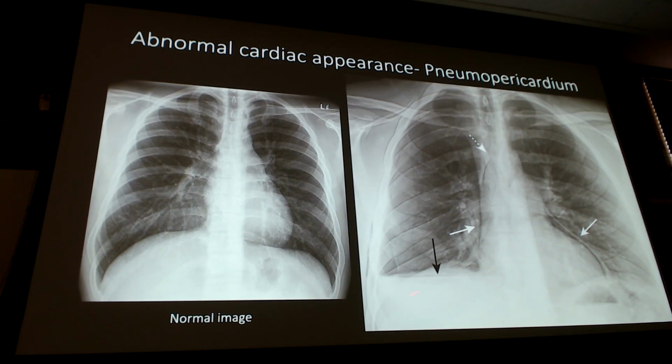Fluid. Got blunted costophrenic angles. I got my pneumothorax, which comes all the way down, right? I had trauma. This is likely a hemopneumothorax. I don't know until the chest tube goes in and I see blood come out, or if I'm seeing the patient live and I know they had a trauma that's going to cause that, right?